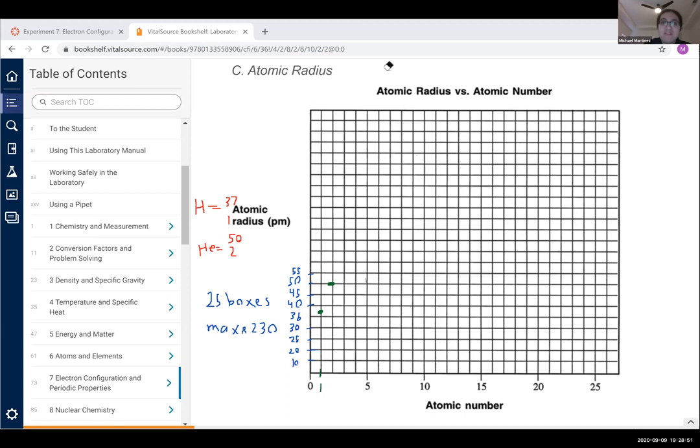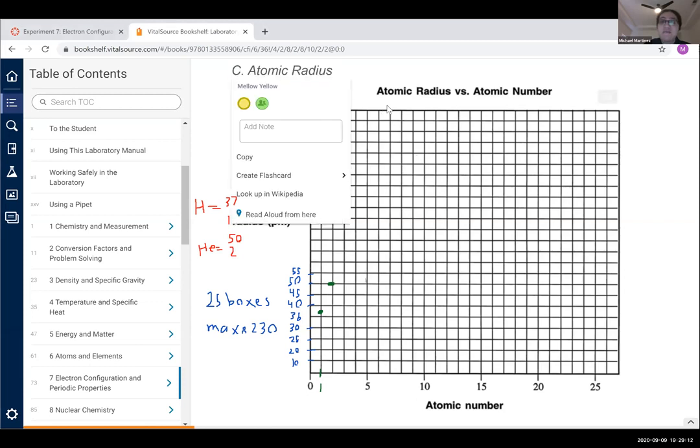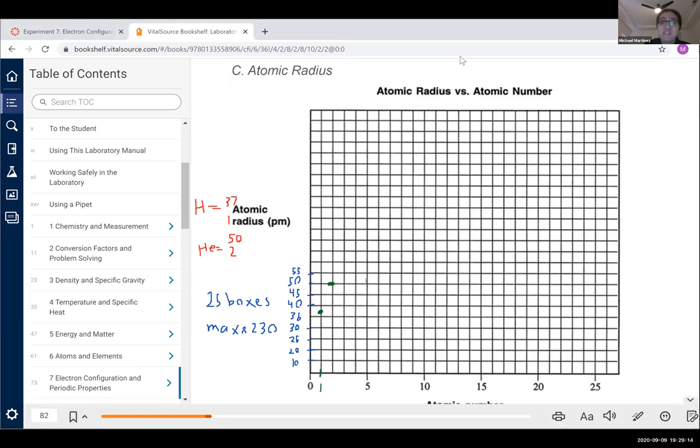So it's not quite a best fit line. You're not trying to fit all of your data points to one line, but what you are trying to do is monitor and capture trends in atomic radius. So you're graphing all of the points that have been provided in the table for part C, and then you're going to use that completed graph to answer the questions.